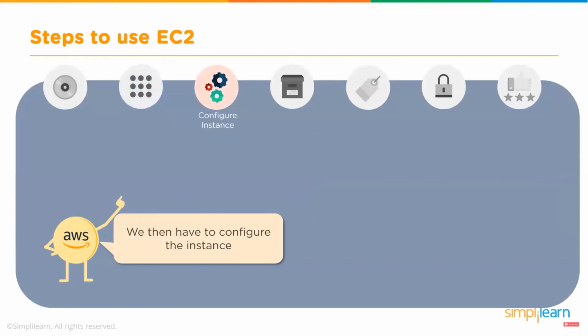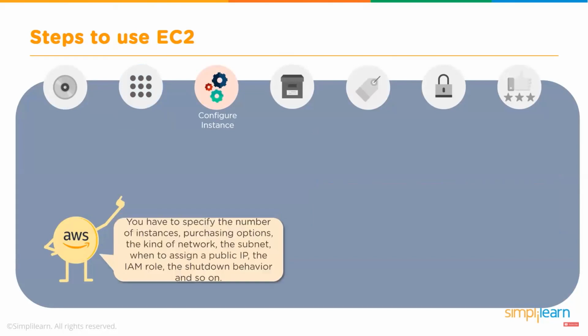Then as the third thing, we have to configure the instance. Now here is where I have a lot of options about purchasing. What type of purchasing do I want to do?